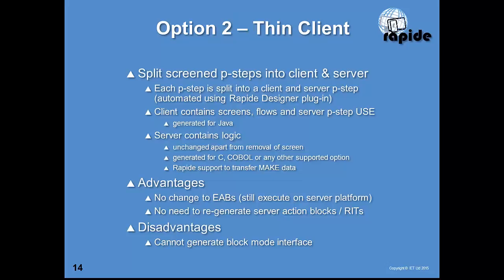The main disadvantage of cooperative is that you can no longer generate a block mode interface, because the conversion uses a p-step use from the client to the server, and the standard Gen 3270 runtime doesn't support a p-step use. So as long as you are doing a conversion to the web, maybe on a separate model, then this would work fine.